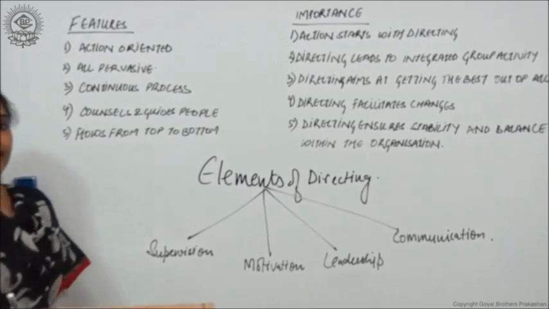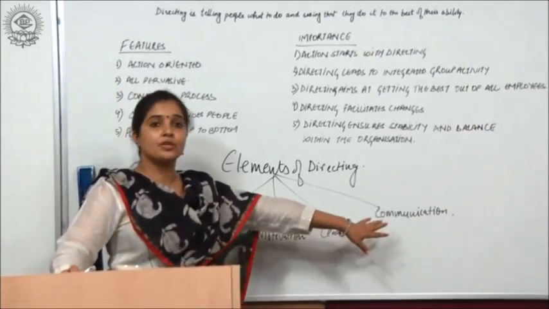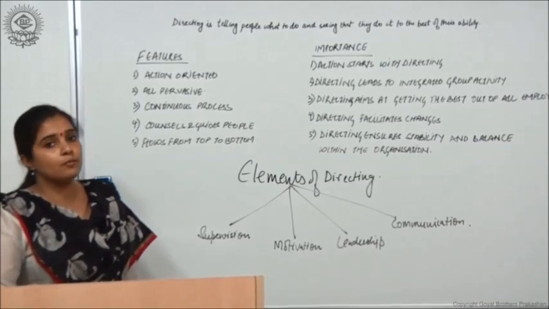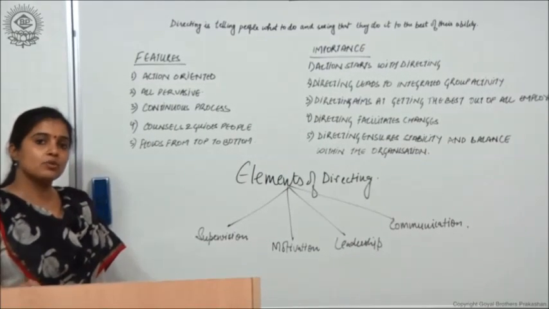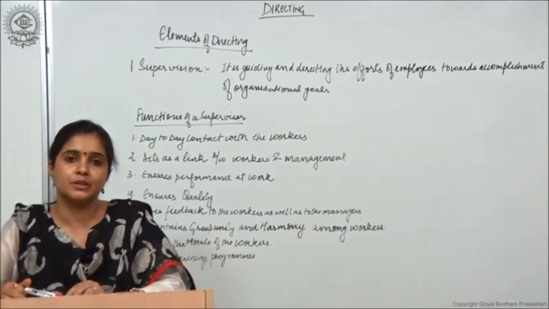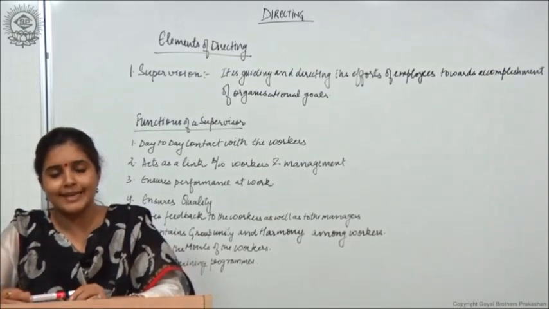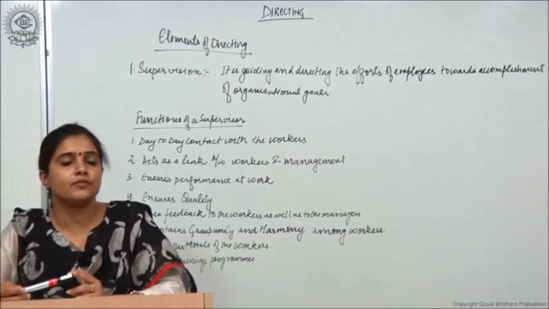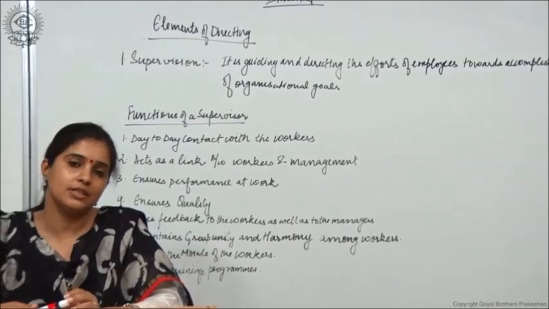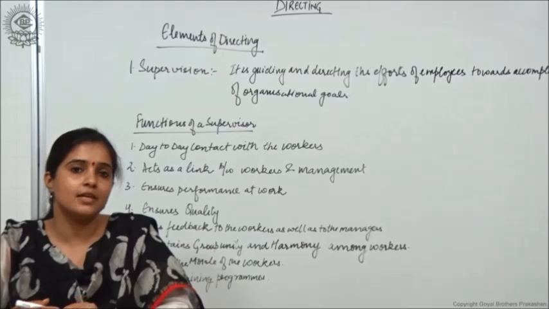All these 4 elements of directing, it is only with the help of these 4 elements, supervision, motivation, leadership and communication, a combination of all these 4 elements, that a superior will be able to perform the function of directing most effectively. And in the previous lecture we had discussed what is the meaning of the function directing. Right, we discussed what are the features of directing and the importance of directing, and I just touched upon what are the different elements of directing. There are 4 different elements of directing, starting with supervision, motivation, leadership and communication. So today we will be taking up the first element of directing, that is supervision.